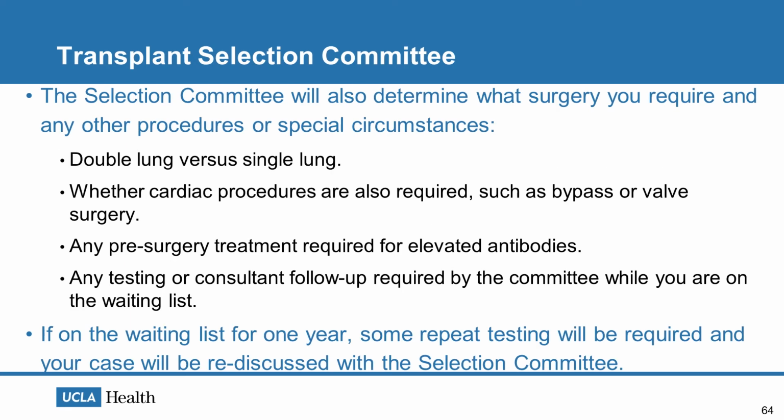The selection committee will also determine what surgery you require and any other procedures or special circumstances, such as double lung versus single lung, whether cardiac procedures are also required, such as bypass or valve surgery, any pre-surgery treatment required for elevated antibodies, any testing or consultant follow-up required by the committee while you are on the waiting list. If on the waiting list for 1 year, some repeat testing will be required and your case will be rediscussed with the selection committee.